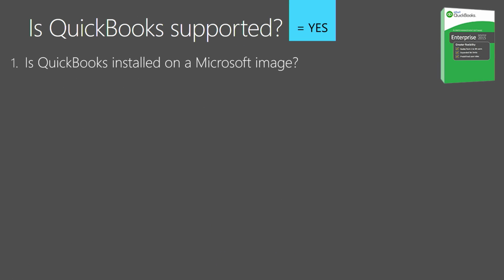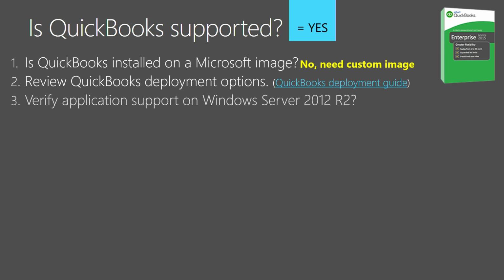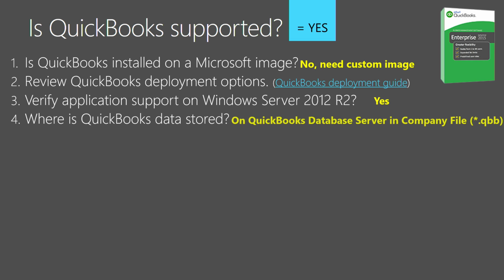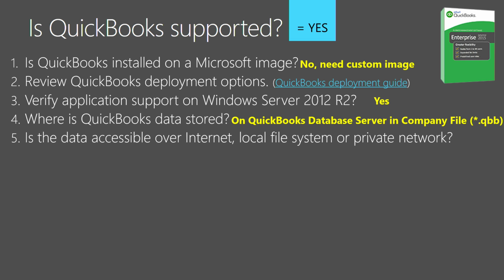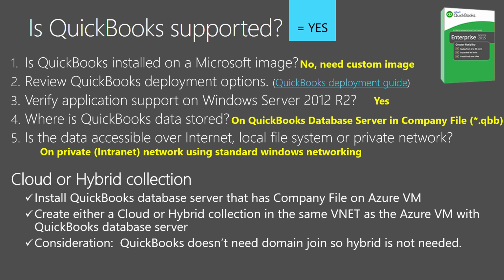And so is QuickBooks supported? Yes. You would need to create a custom image. There's a deployment guide. It's supported on Windows Server 2012 R2. Where the data is stored, it's stored in a company file. The company file should never be on that custom image. I'm going to show you a diagram here. And you're only able to access it on the local network. So it doesn't matter what type of deployment option, hybrid or cloud, domain join or non-domain join. You don't need a lot of those things. You can pick whichever one is best for you.